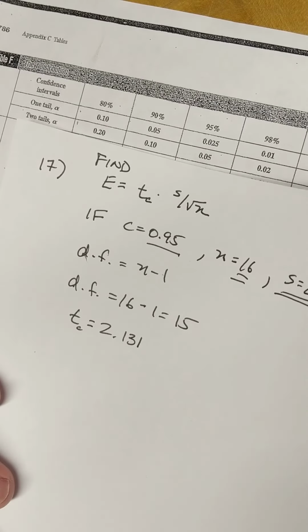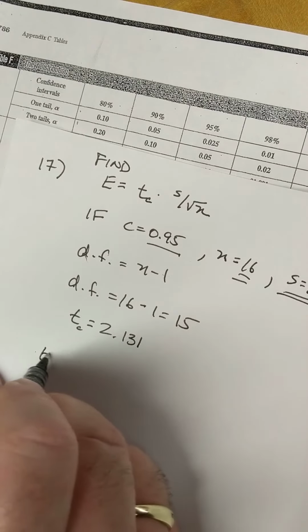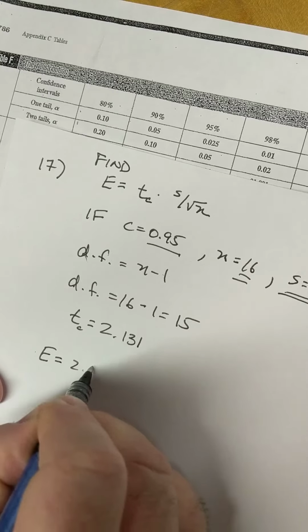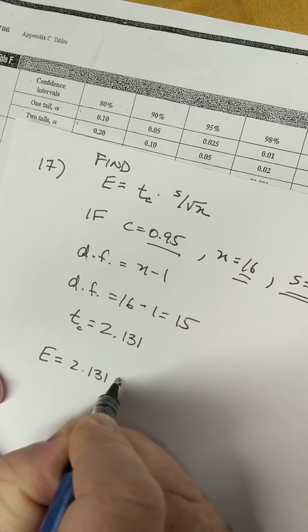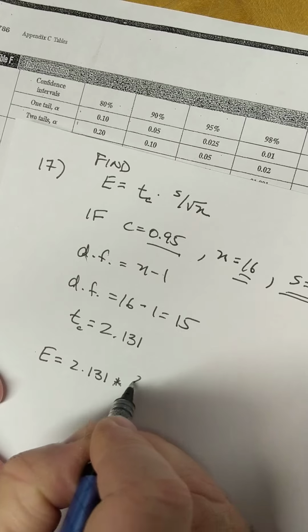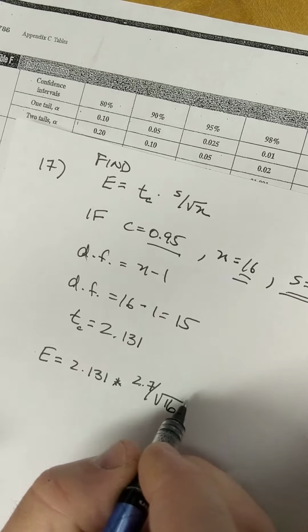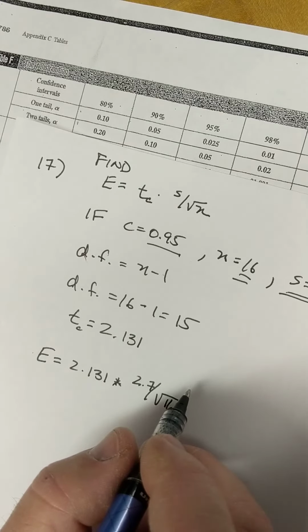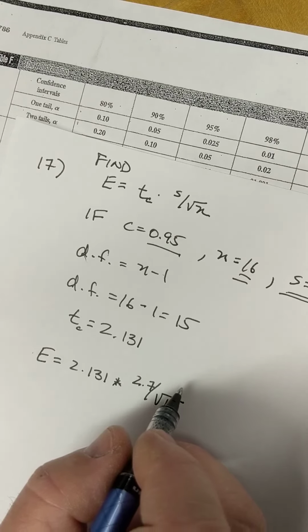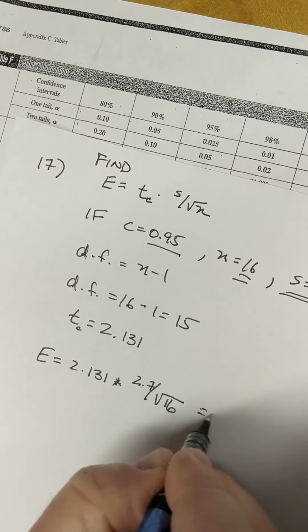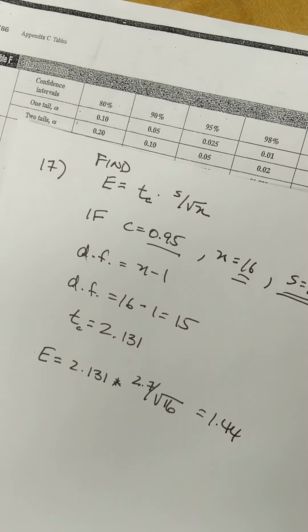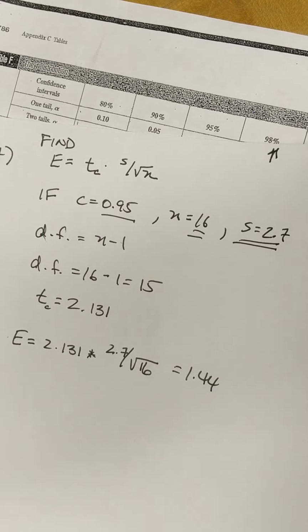Now we use that to find our error, which is now t sub c times the standard deviation 2.7 divided by the square root of the sample size, which is 16. And let me see what that comes out to. .44. So that's all that problem is asking for, is the margin of error. In the next problem, we're going to use that to find our confidence interval.